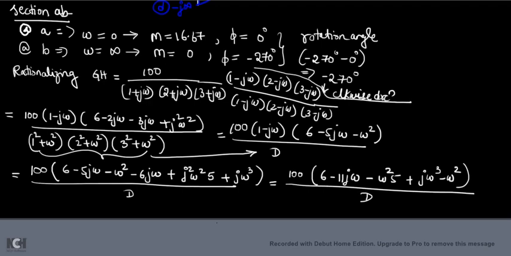In the next step, if you simplify, you are going to separate the real term and the imaginary term. Which are the real terms here? 6 minus omega square 5, and then minus omega square. Minus omega square 5 can be written as minus 6 omega square. That is your real part. Which is your imaginary part? Minus 11j omega plus j omega cube. That is your imaginary part. I will separate and write now.